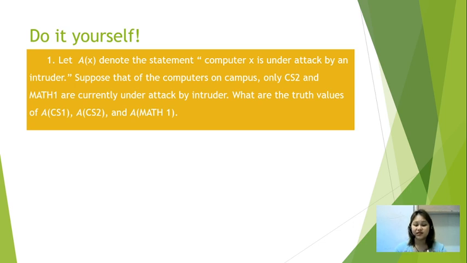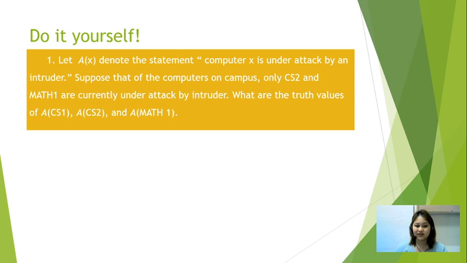The subject there is the computer X. Suppose that of the computers on campus, only CS2 and Math 1 are currently under attack by an intruder. Meaning CS2 can be computer X, Math 1 can be computer X. Okay? So the question is, what are the truth values of A CS1, A CS2, and A Math 1?